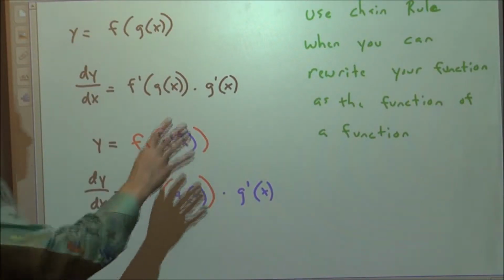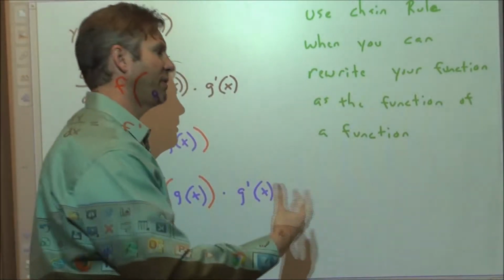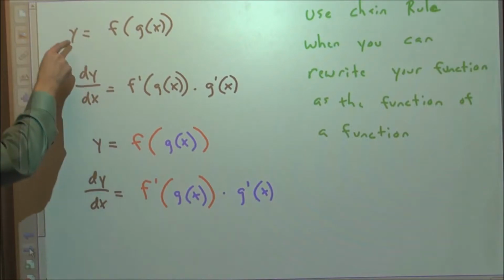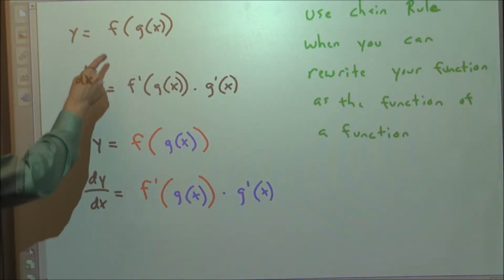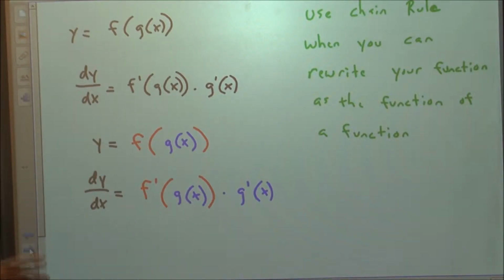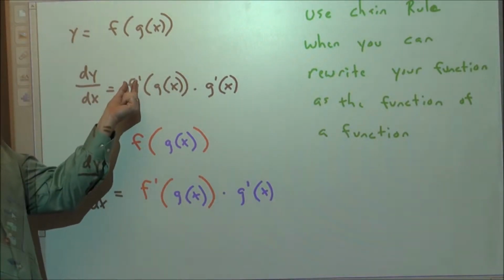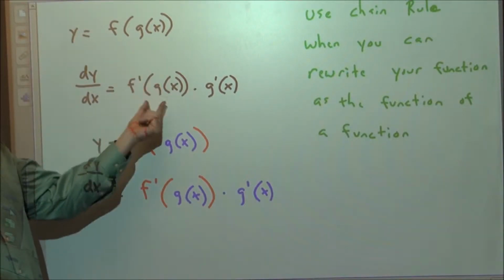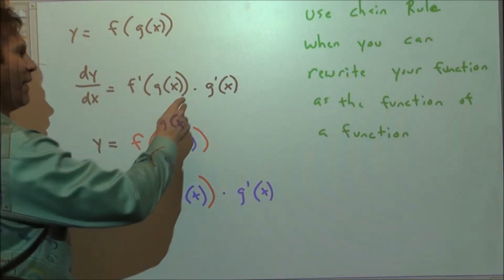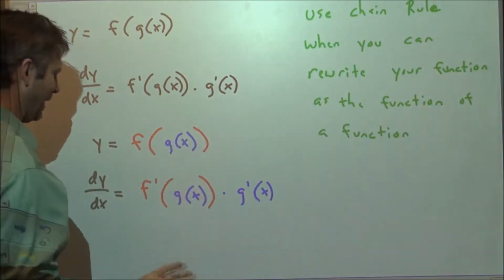Here's the chain rule. You use it when you could write your original function as a function of a function. So if we could write y as a function of x, but think of it as some function of another function, then we can use the chain rule. And what we do, to find the derivative, is take the derivative of the outer function with respect to the inner function, and then multiply that by the derivative of the inner function with respect to x.